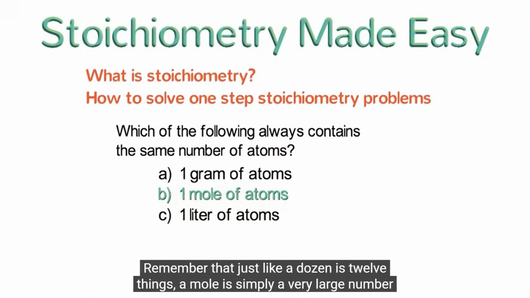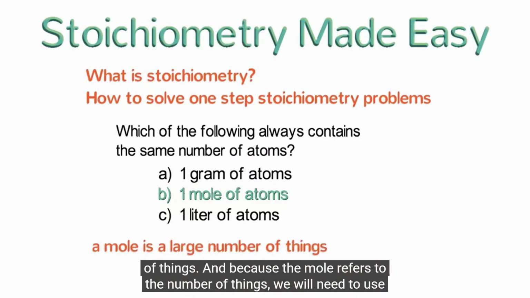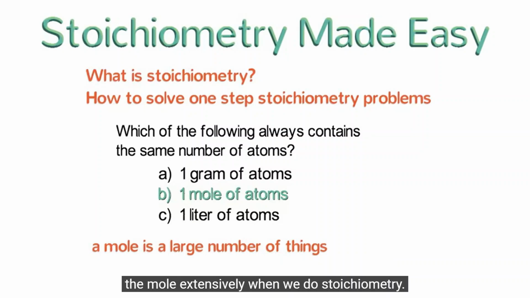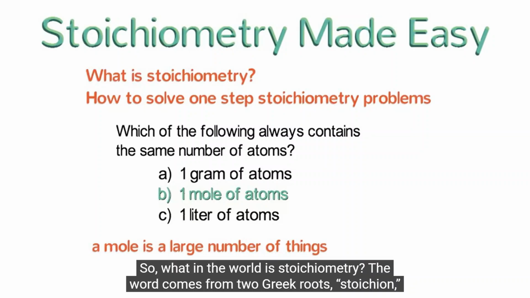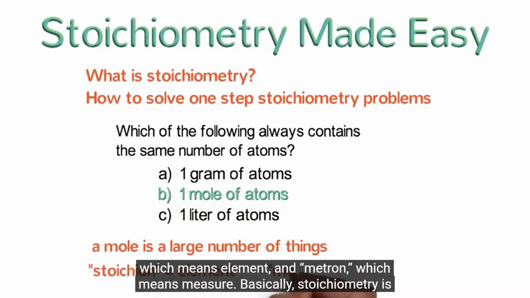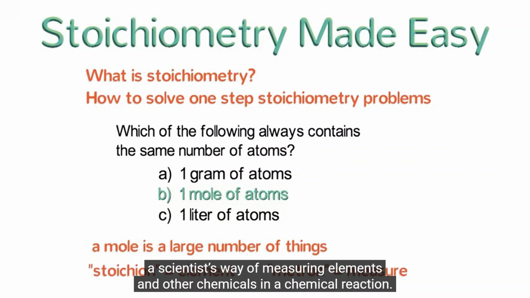Remember that just like a dozen is 12 things, a mole is simply a very large number of things. And because the mole refers to the number of things, we will need to use the mole extensively when we do stoichiometry. So, what in the world is stoichiometry? The word comes from 2 Greek roots, stoichion, which means element, and metron, which means measure. Basically, stoichiometry is a scientist's way of measuring elements and other chemicals in a chemical reaction.